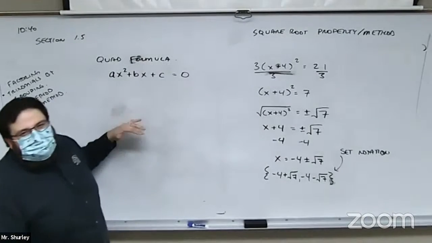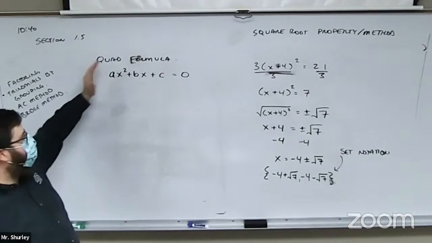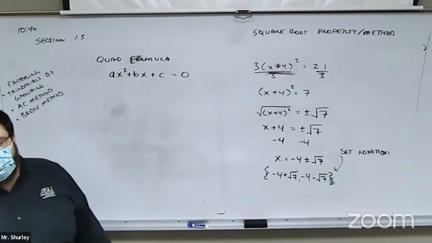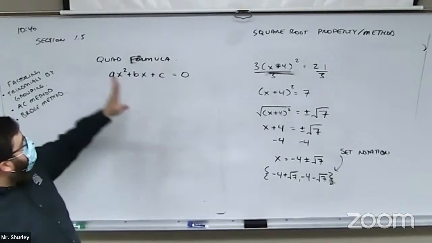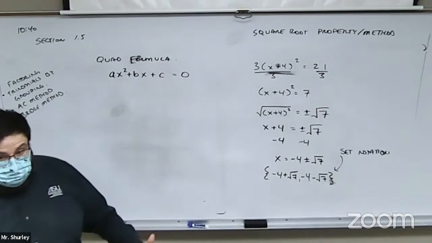The rules state that a, b, and c have to be real numbers. A can't be 0 because then you're just a linear equation. It's easy to solve. Don't worry about that. We've got to get this in this form, and then we can use the formula, right?